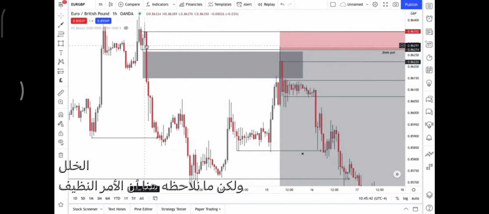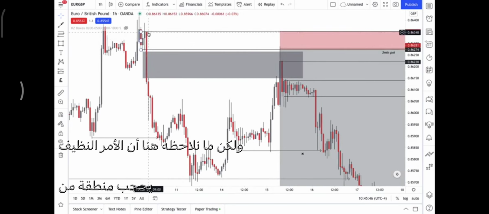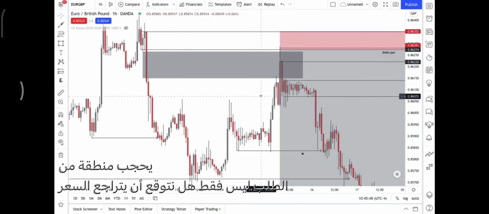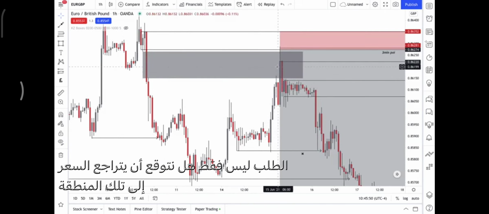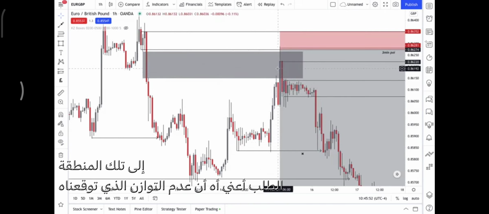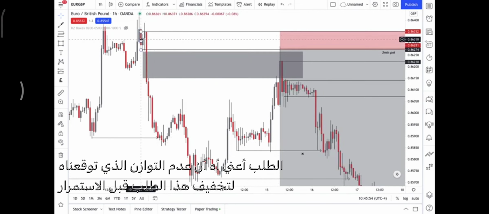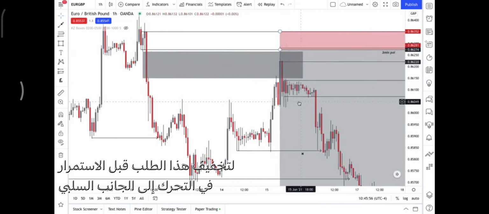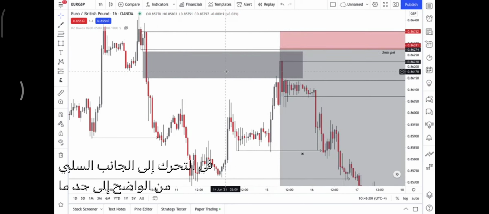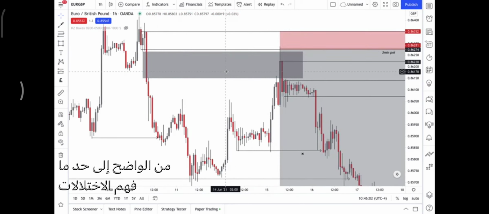But what do we notice up here? A clean order block, an area of demand. So not only do we expect price to pull back into that area of demand, that imbalance, we expect it to mitigate that demand before continuing the move over to the downside. It's fairly straightforward. The understanding of imbalances is clear.